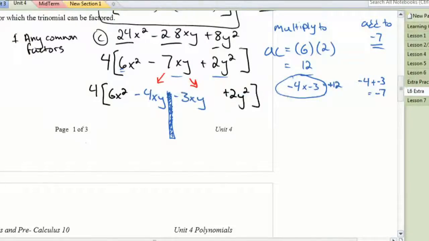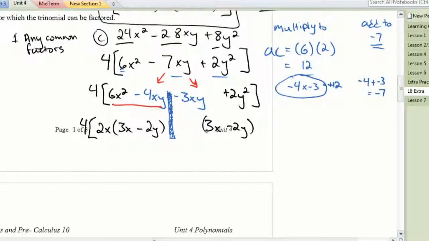So the 6x squared, my square bracket, just gets dropped down. What's common between my first two terms? Looks like a 2 and possibly an x. So I'm going to pull out a 2 and an x. It's going to leave me with a 3x minus 2y, and I have to have a 3x minus 2y over here as well.